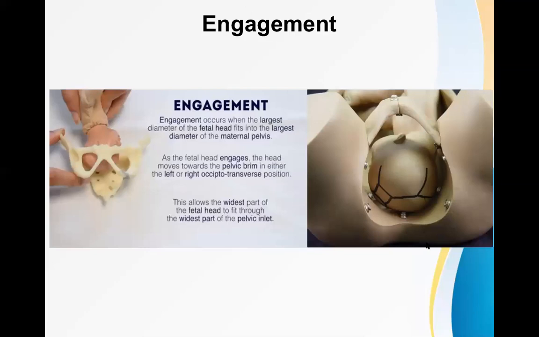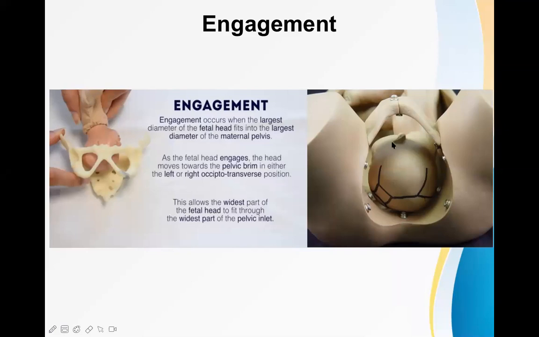Now see there, please pay attention. This will make you understand. Engagement occurs when the largest diameter of the fetal head fits into the largest diameter of the maternal pelvis. So many times we talked about this, now it is very easy and clear for you. As the fetal head engages, the head moves towards the pelvic brim in either the left or right occipito-transverse position. This is always in the beginning. Later on, it will get rotated and attain occipito-anterior position.